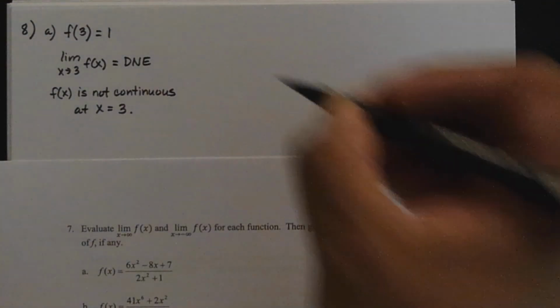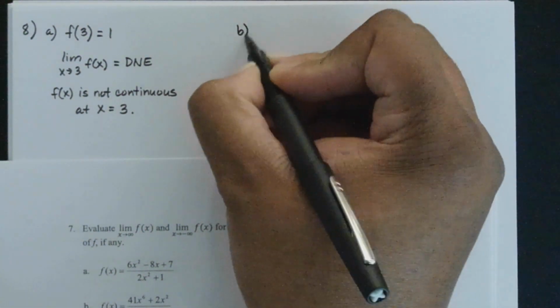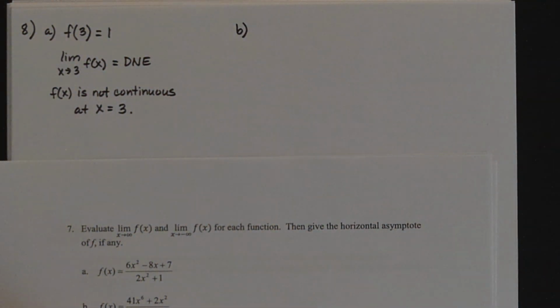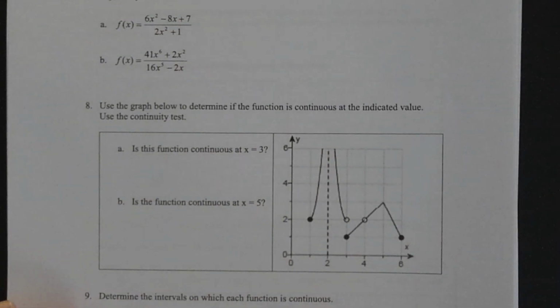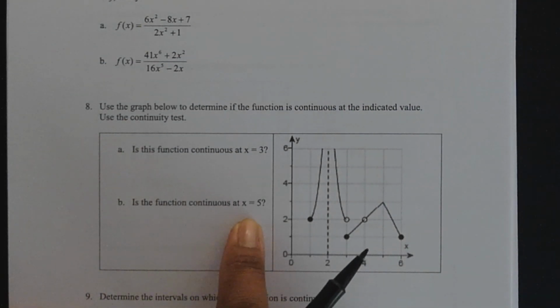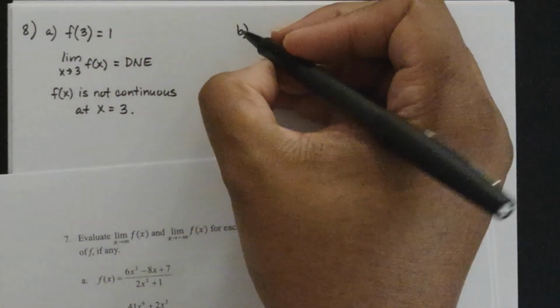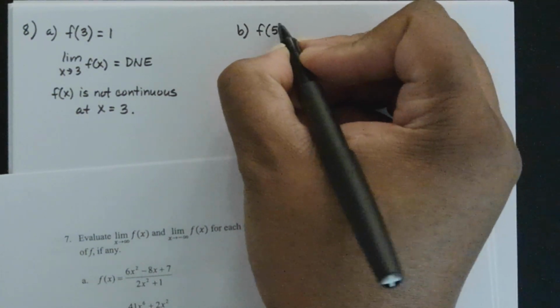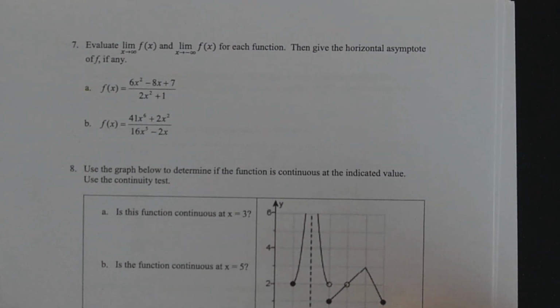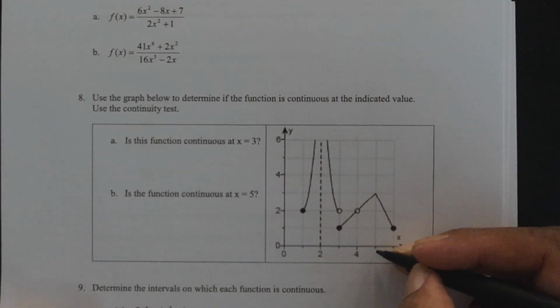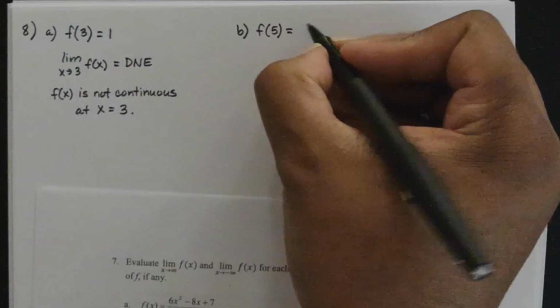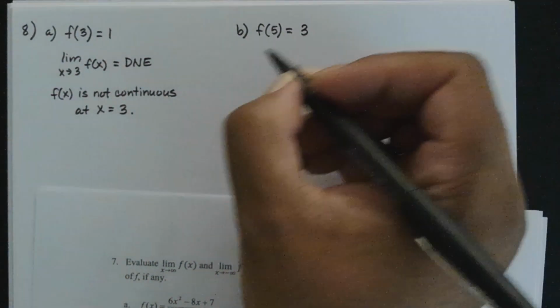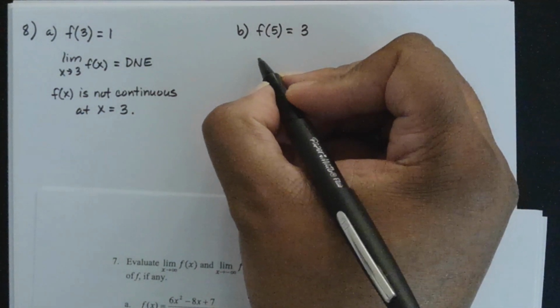Are there any questions about part A? All right, now part B, they ask, is the function continuous at x equals 5? Well, let's find out what f of 5 is equal to. So here's 5 right here. At f of 5, what would be my f of x value? 3. So f of 5 is 3. So there is a value for that function at x equals 5.